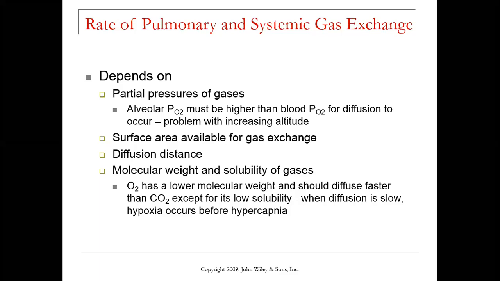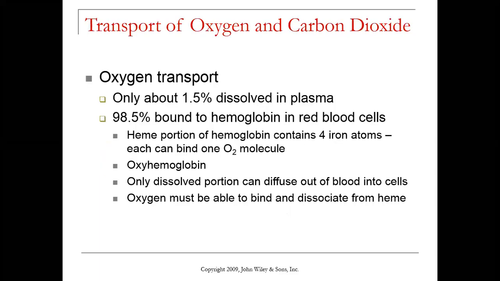So when diffusion is slow, hypoxia occurs before hypercapnia. What is hypoxia? Hypoxia is the decrease of oxygen in the tissues. Hypoxemia, decrease of oxygen in the blood. Hypercapnia, increase of carbon dioxide in the blood. When the carbon dioxide in the blood is increased, it will result in respiratory acidosis, and to manage that, the rate and the depth of breathing will be increased. Now, oxygen is transported, majorly 98.5% of it, with the help of hemoglobin.